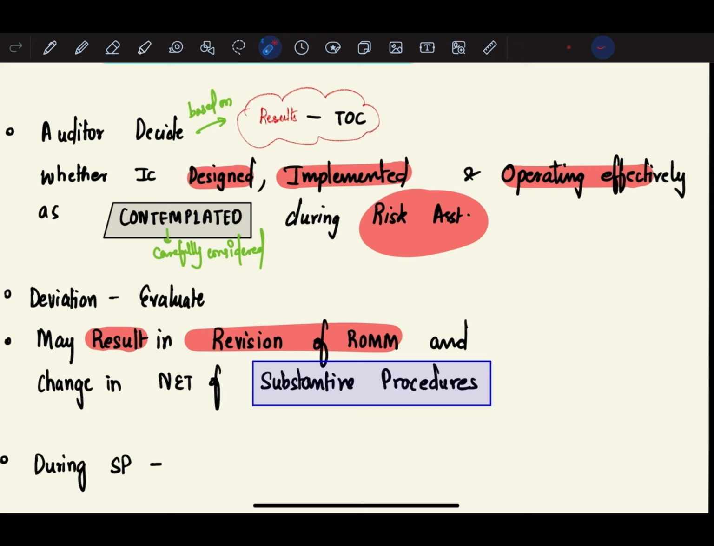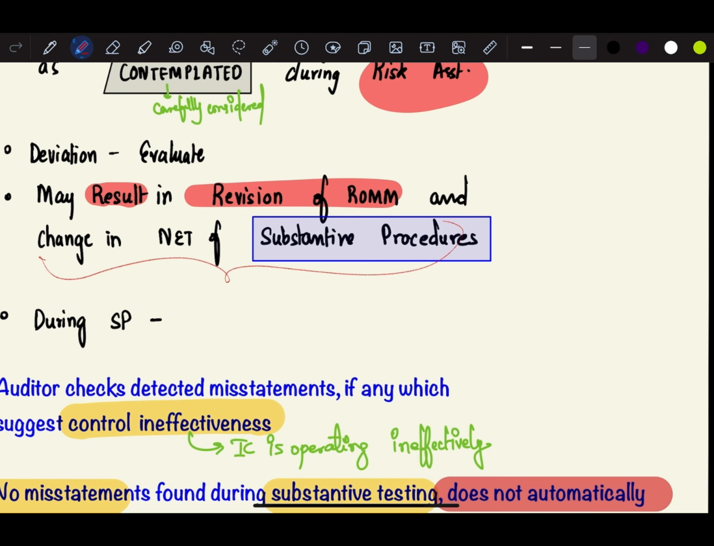Next, the auditor will evaluate any deviation. The deviations might result in revision of the risk of material misstatement and change in the nature, extent and timing of substantive procedures. Because of the deviation, the risk of material misstatement needs to be revised. Because of the deviation, the nature, extent and timing of your substantive procedures may also need to be revised. So there might be a change in the nature and extent of substantive procedures.